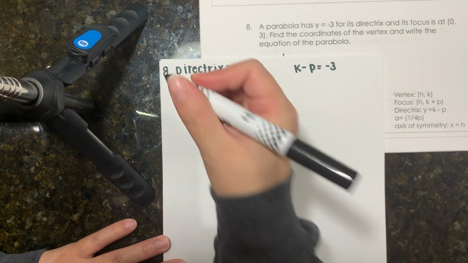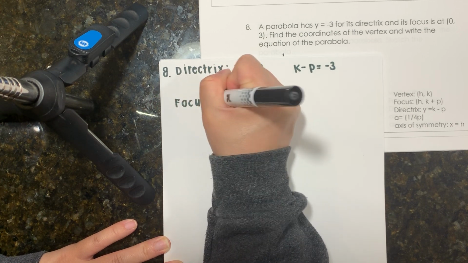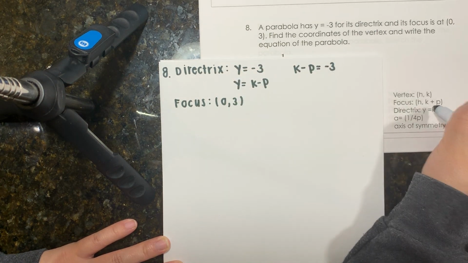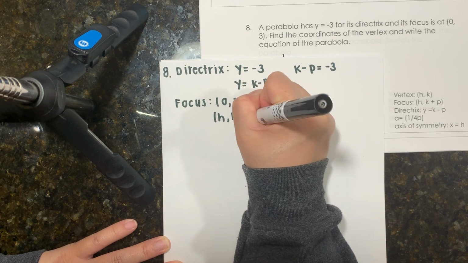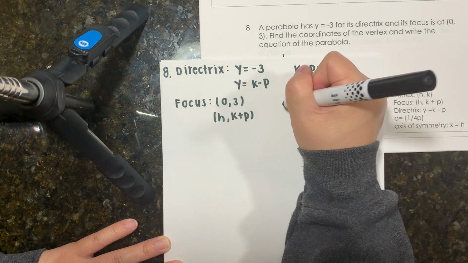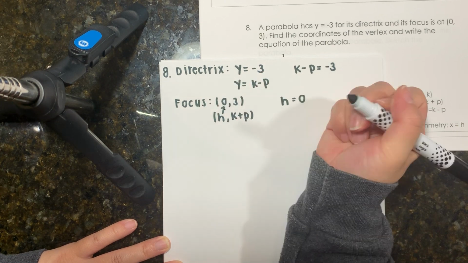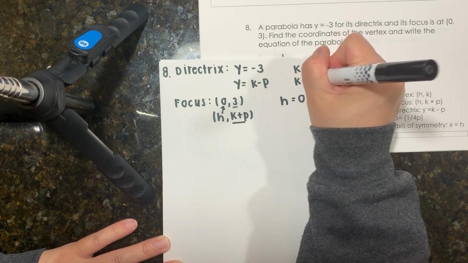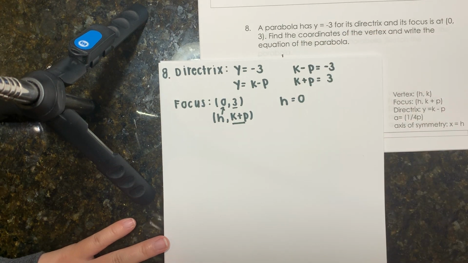Then they tell me that the focus is at 0, 3. Well, my equation for focus is h comma k plus p, which means that my h is going to be equal to 0 if I match it, and my k plus p is going to be equal to positive 3.